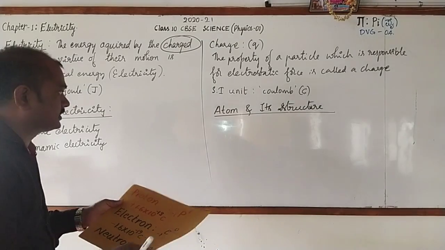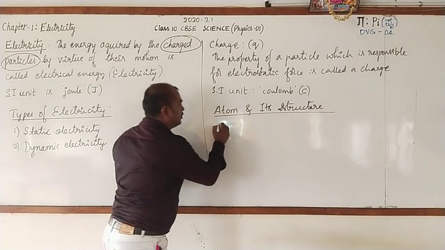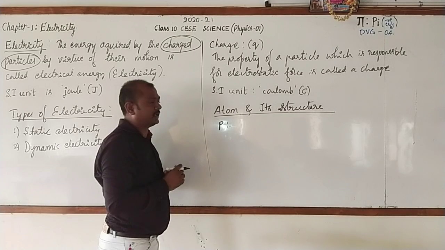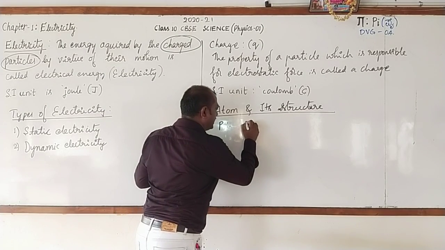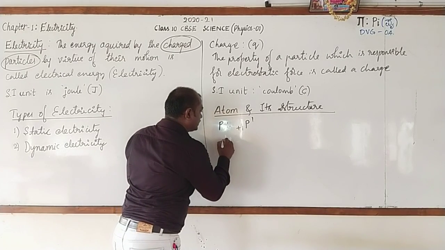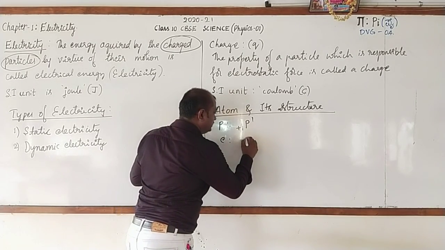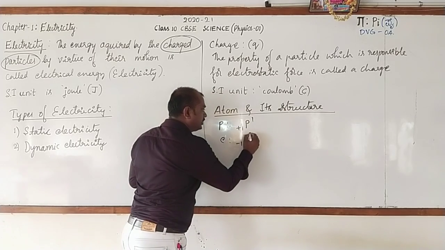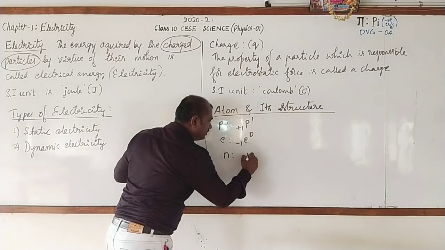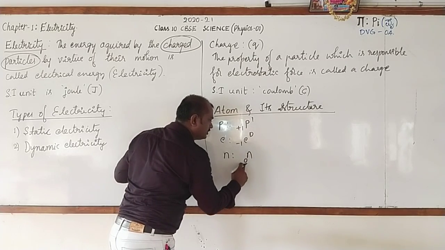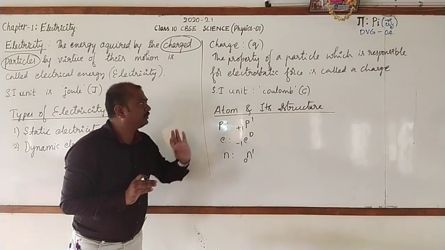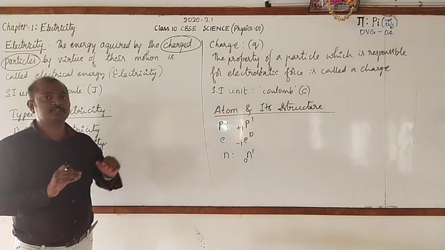Got it? Yes. Here, I'll write it down. Protons. In that chart, I have even shown their symbols as well. Proton can be represented as P, with charge plus 1 and mass number 1. Electron can be represented as e, with charge minus 1, and mass number 0. Neutron has no charge. We write n, with charge 0 and mass number 1. This is the information about an atom and its structure.